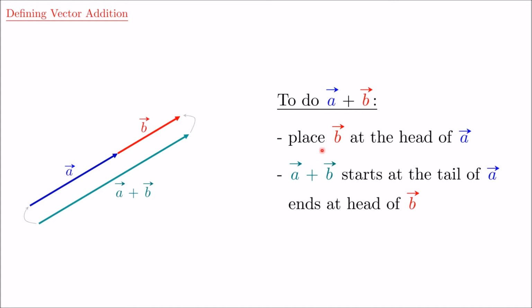So what's the actual procedure that we've just gone through? It seems like when we try to add these two vectors, vector A plus vector B, we had to take vector B and place it against the head of vector A. And the resulting sum vector is the vector that starts from the tail of the first one and runs all the way to the head of the second one.